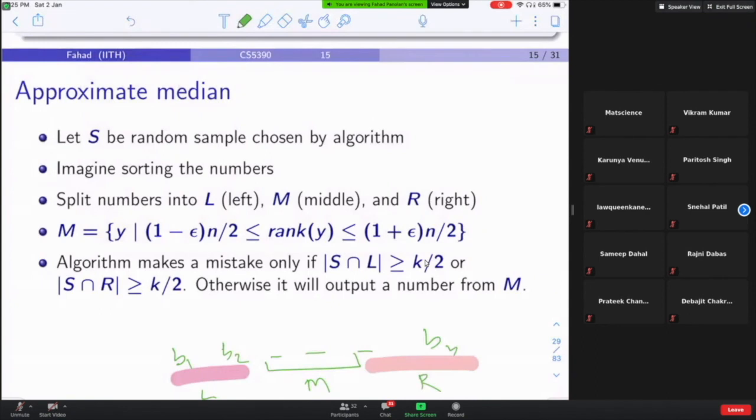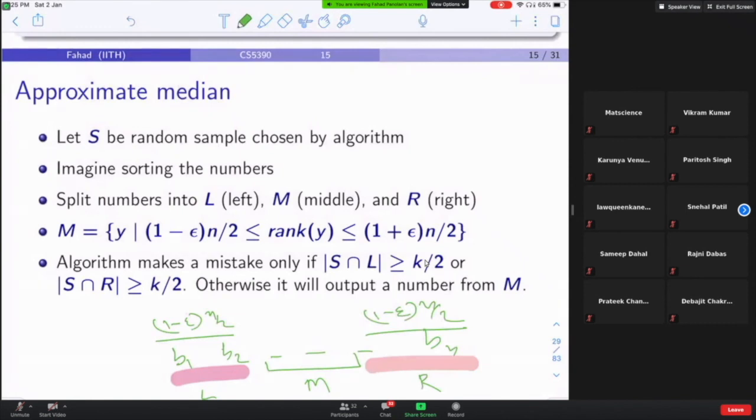In the left, how many elements are there? The number of elements in the left side is 1 minus epsilon times n by 2. And in the right, how many elements are there? You do the calculation, you will get this also, 1 minus epsilon times n by 2.